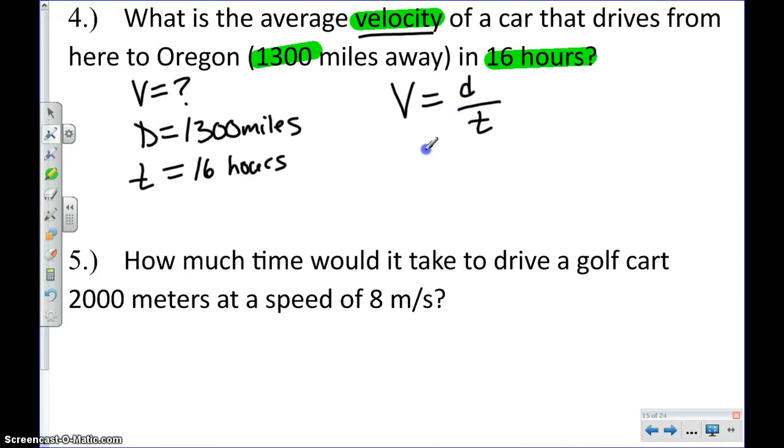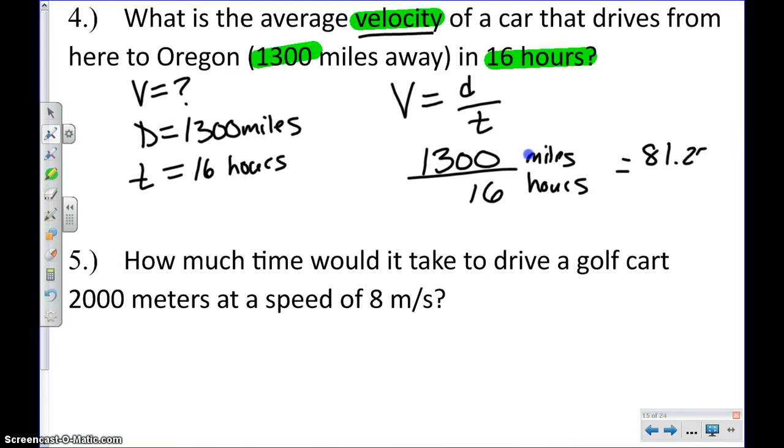So I'm going to go ahead and I'm going to have 1,300 divided by 16, which equals, these are miles over hours, which equals 81.25 miles per hour. Now if you look, I have two significant figures here, two significant figures here, so that's going to be 2 sig figs. It's going to be 81 miles per hour. 81 miles per hour, that's my answer.